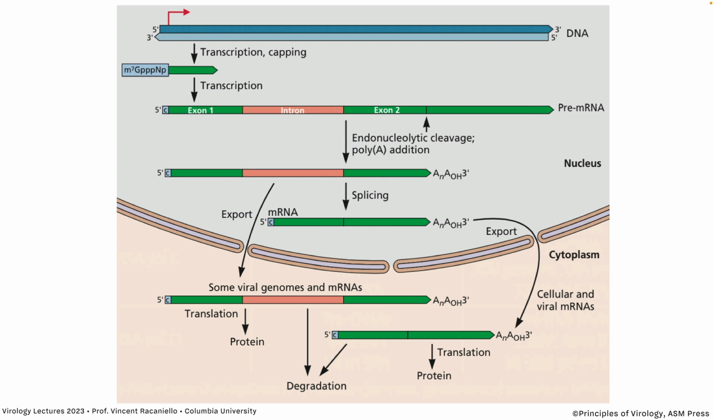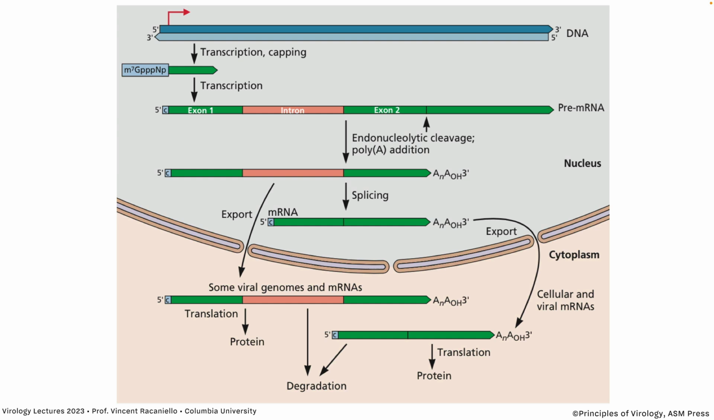All right, this is the process of transcription. We start with double-stranded DNA. In this case, in the nucleus, that's what we're going to talk about today. And this red arrow always means the initiation site for mRNA synthesis. And then we make an mRNA, and it's going to be capped. I'm going to talk about a cap in a moment. We mentioned caps last time, that structure at the 5' end of mRNAs.